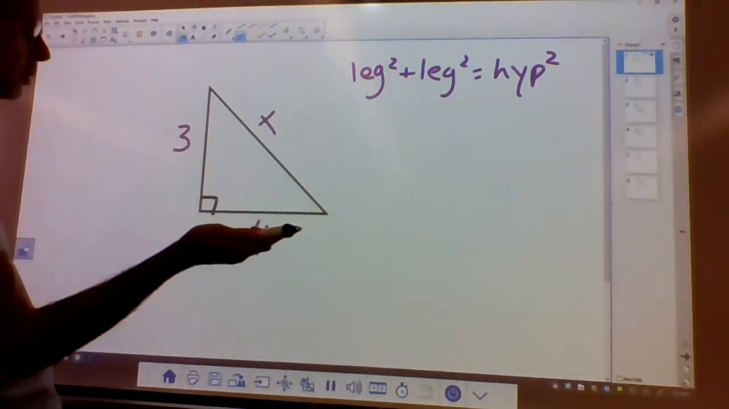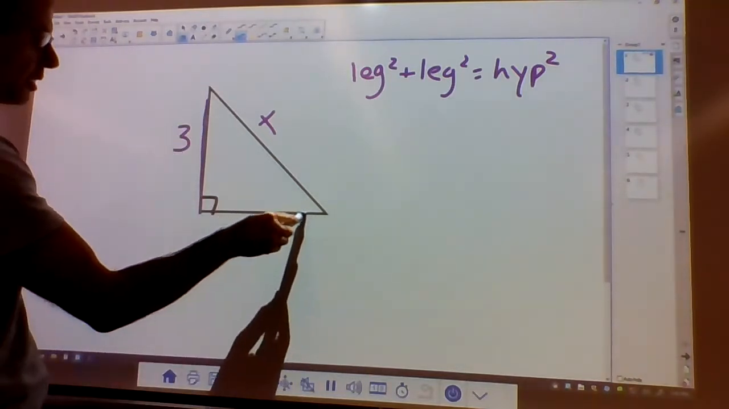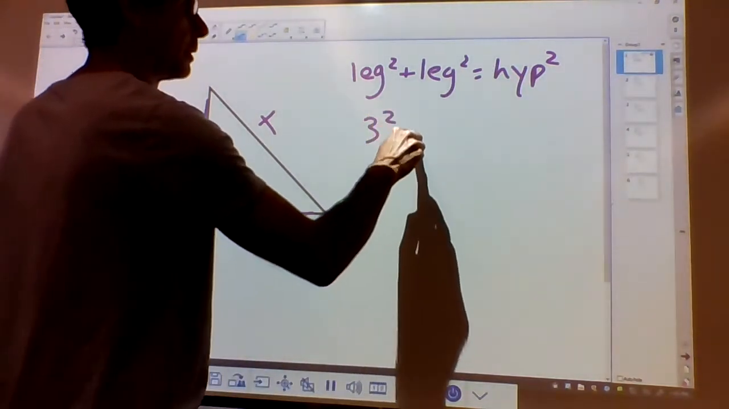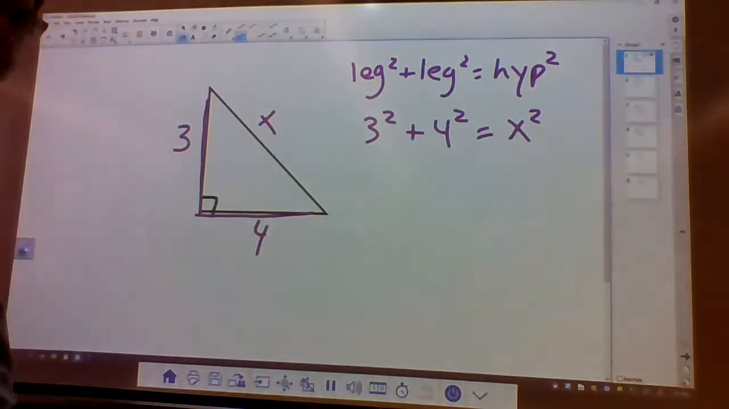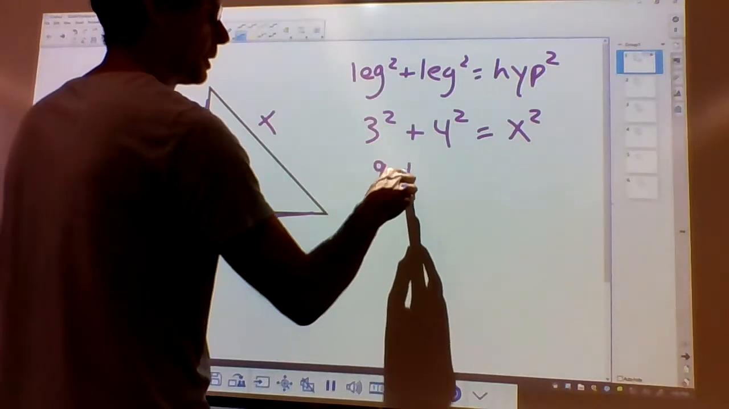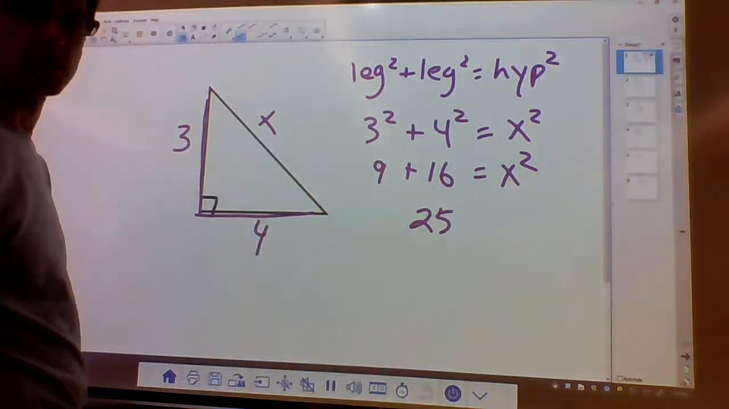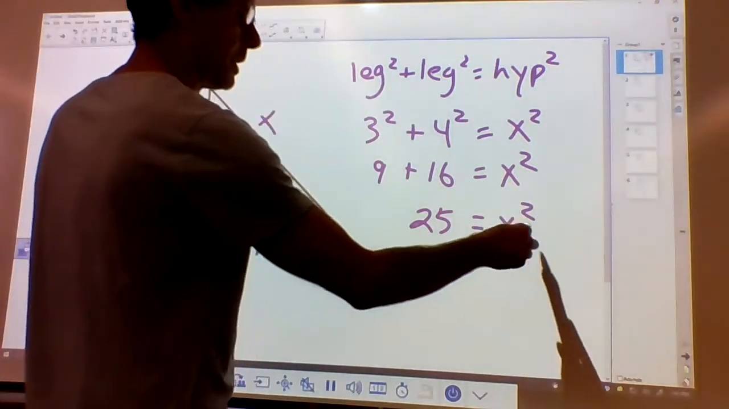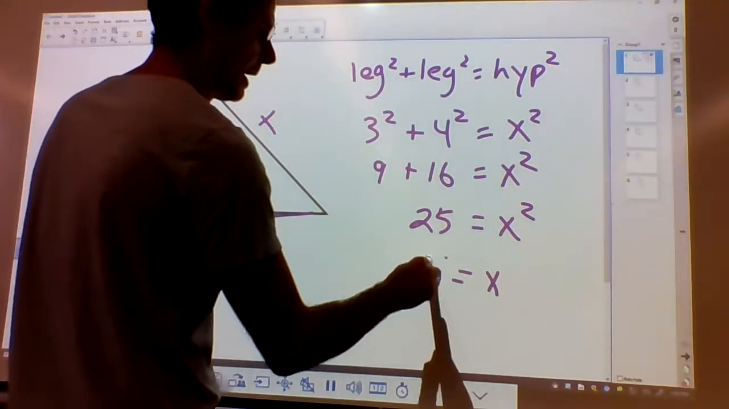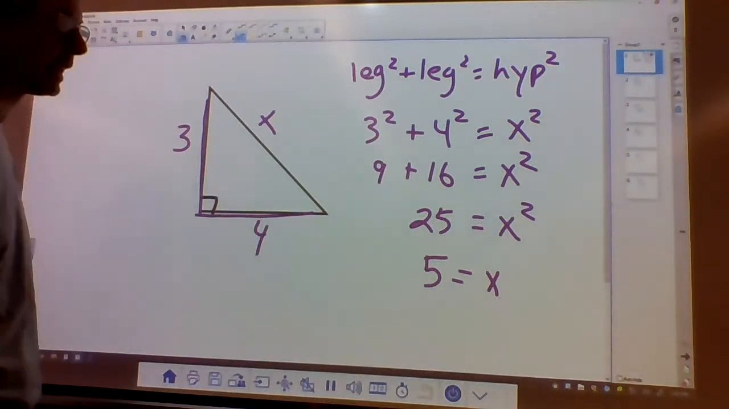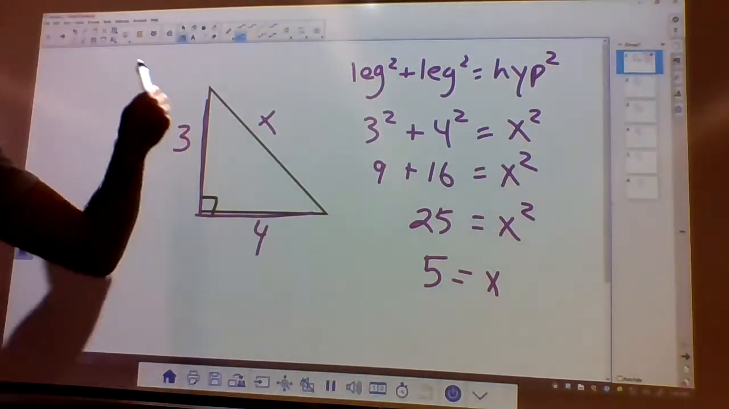So in this case, which ones are the legs? Well, they're the two sides touching the right angle. So this is going to be 3 squared plus 4 squared equals, we're going to change that to an x. So there's your setup there. This is 9 plus 16. 9 plus 16 is 25. What number squared is 25? Or take the square root of 25. You get 5. That is about as easy a problem as you're going to get. You had 2 solid numbers going in. The answer was a solid number.